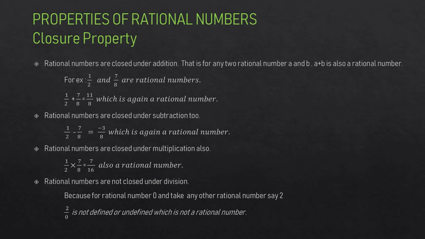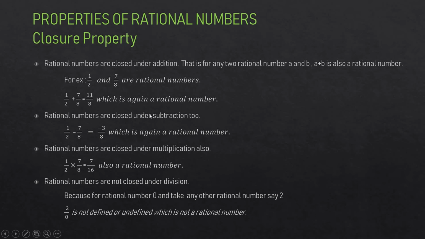Now what does a closure property say? According to closure property, if you are taking any 2 numbers, like here we are studying rational numbers, so we will consider any 2 rational numbers. Suppose you are taking any 2 rational numbers a and b, then their sum a plus b should also be a rational number. Here I have explained with an example. 1 by 2 and 7 by 8, both are rational numbers and their sum is also a rational number. Therefore we can say rational numbers are closed under addition.